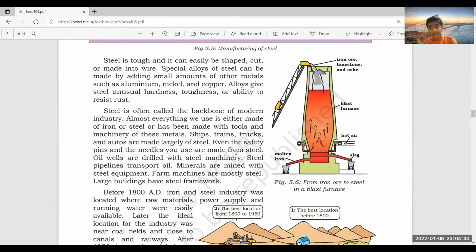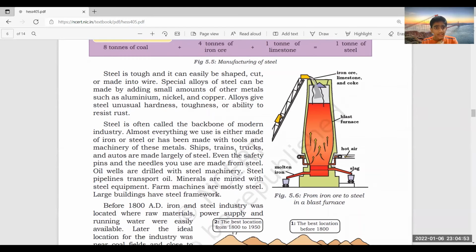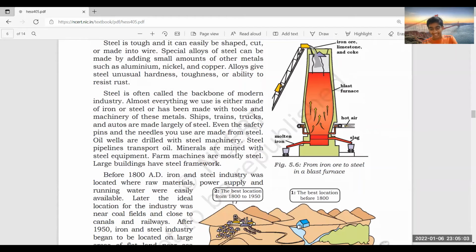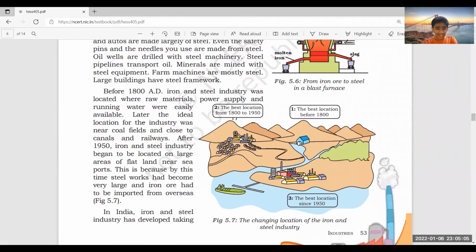We don't have it here, but I already explained the metals and non-metals chapter, and we obtain many things from metals, right? Aluminium, nickel, copper, even alloys. Also, alloys give steel unusual hardness, toughness, or ability to resist rust. We've learned that in previous chapters in science, and also a few in geography, I guess.